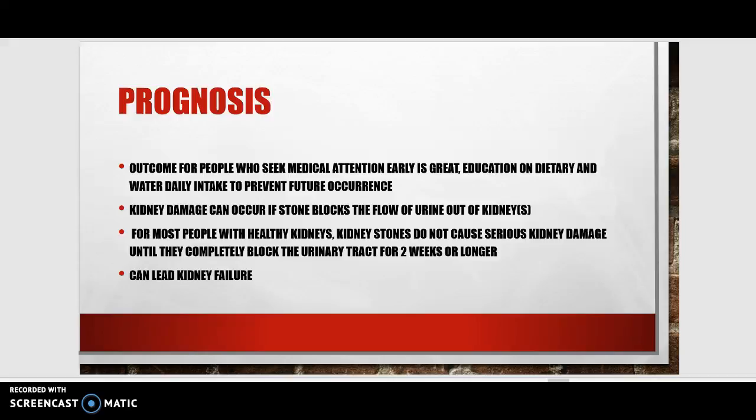So if you've had kidney stones in the past, your chances of recurrence are greater than if you would have never had one. Kidney damage can occur if stones block the flow of urine out of the kidneys, 1 or 2. Some people only have 1 kidney, so that'll be a bad day. For most people with healthy kidneys, kidney stones do not cause serious kidney damage until they completely block the urinary tract for 2 or more weeks. This can also lead to kidney failure if your kidneys are blocked that long, because you won't be excreting waste products.